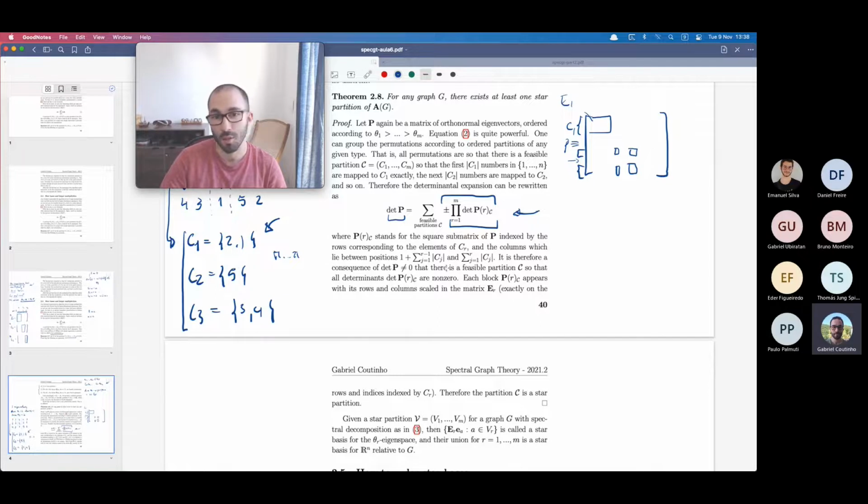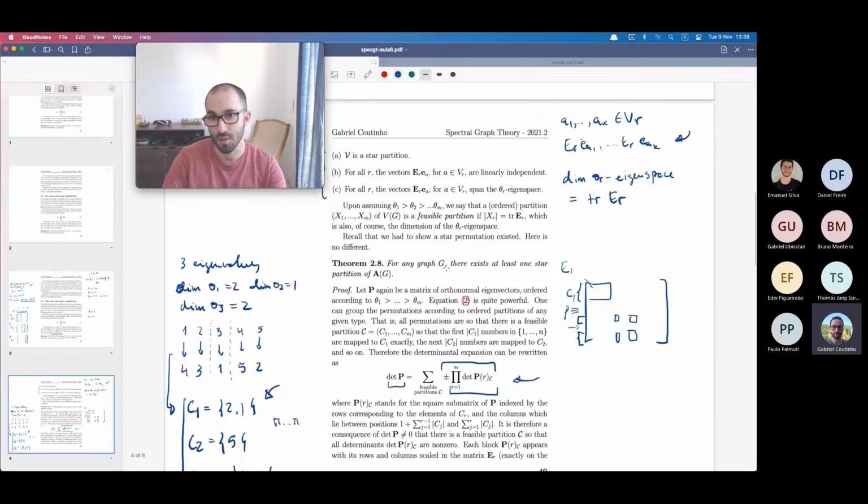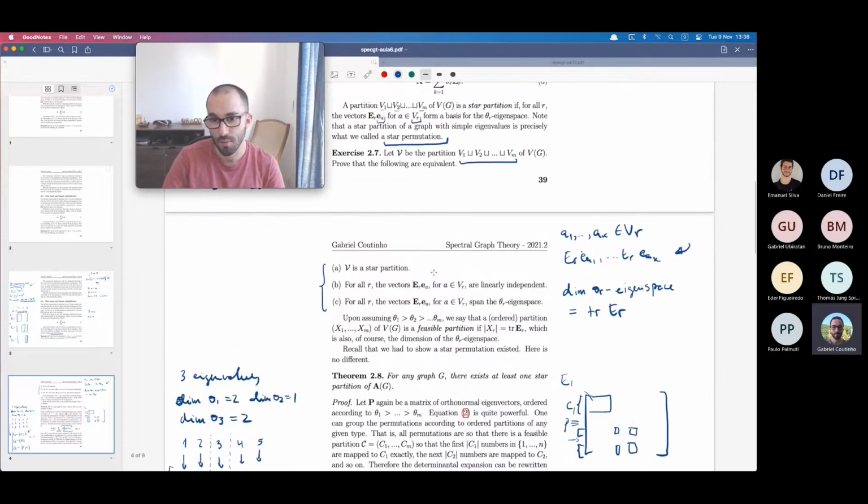These determinants are non-zero, so those columns in the matrix, in the projection matrix, will be linearly independent, and therefore we are good to go because of the exercise here. If the determinant of the block is non-zero, the corresponding columns are linearly independent, and if the columns are linearly independent for all of the parts, then we have a star partition.